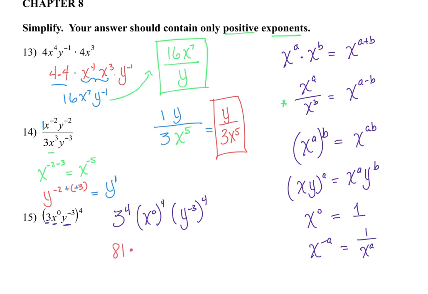Times x to the 0 to the 4th. Well, I multiply those, so it is x to the 0. Y to the -3rd to the 4th. I multiply those. That is y to the -12th. All right? We're going to simplify this. We have 81 times, what is anything to the 0 power? It is 1 times y to the -12th. So I know I have an 81, and I have y to the negative. Where does that put him? In the bottom. So over y to the 12th. And that is my final answer here.